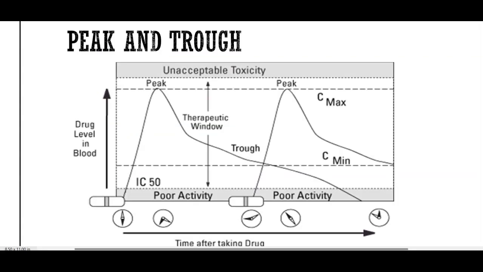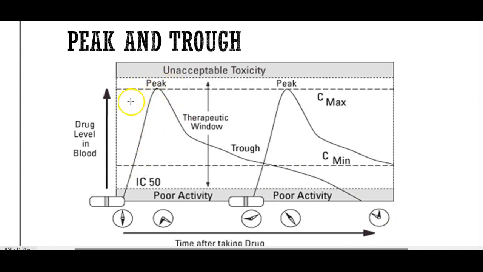Peak and trough levels. These are very important levels that you have to know, especially when giving certain antibiotics. In here, this is just a diagram showing what happens during peak and trough and when it happens. This represents the drug level in the blood, and this is time after the patient takes a drug. So what happens when the patient takes the drug? This goes up, right? So this is the peak.